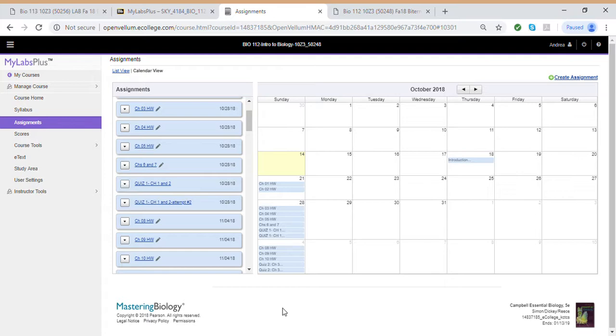Quizzes must be completed by the due date. Quizzes do not have that late work period of time, so keep that in mind. If you're doing a quiz, it has to be done by that Sunday, 11:59 p.m. Central Standard Time. Remember that, because some of you are in the Eastern time zone. No late work with the quizzes.